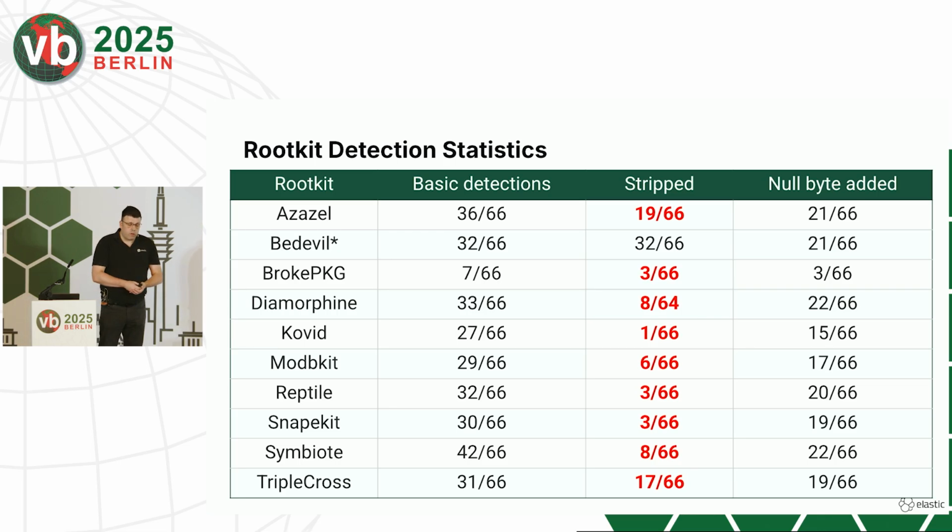The last column was also really surprising to me. We took the same samples, didn't strip them this time, but just added a single null byte at the end of the file. That changes nothing for the functionality. The loader will happily load that, but still we could dramatically get the amount of flags down. That means that the vendors that are detecting, they're not detecting based on anything but hashes, which is something that was done in the 1990s, but it shouldn't be the way to go in this day and age.